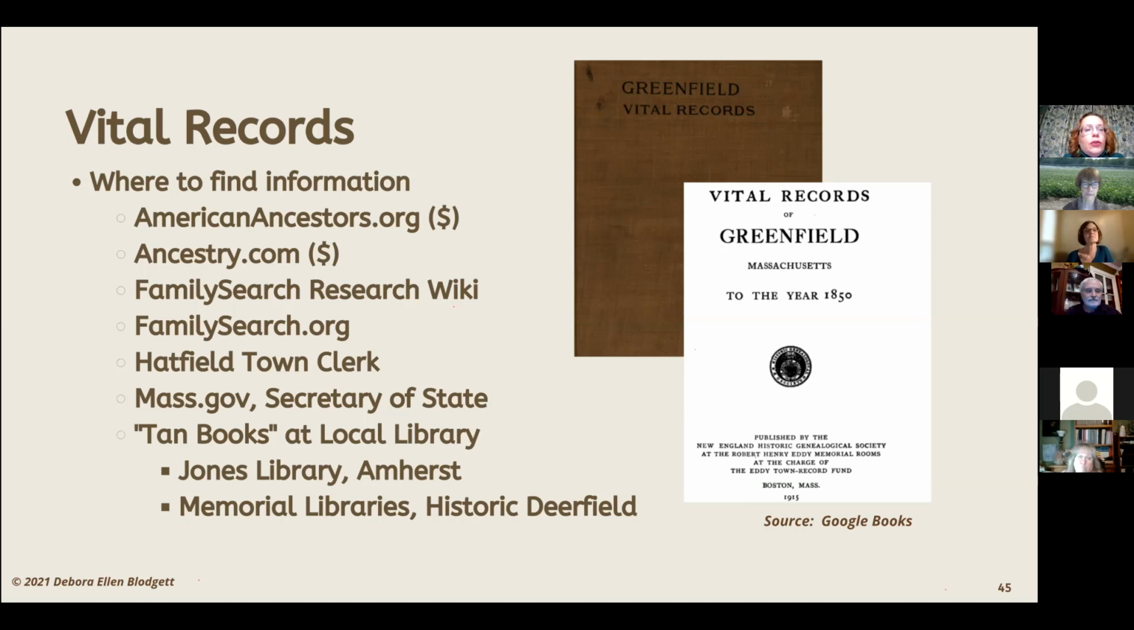Luckily, Google Books and other digitization services have digitized these books, but they're also widely available at local libraries. Two libraries where I find a lot of these books are the Jones Library in Amherst and the Memorial Libraries at Historic Deerfield. They're also available online, and the information can be searchable at American Ancestors and also Ancestry.com and Family Search.